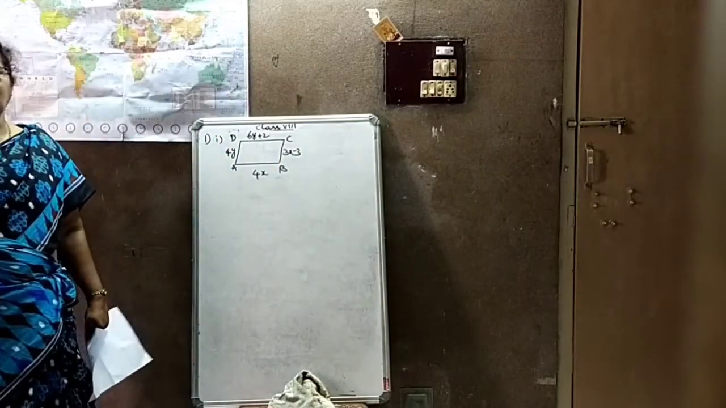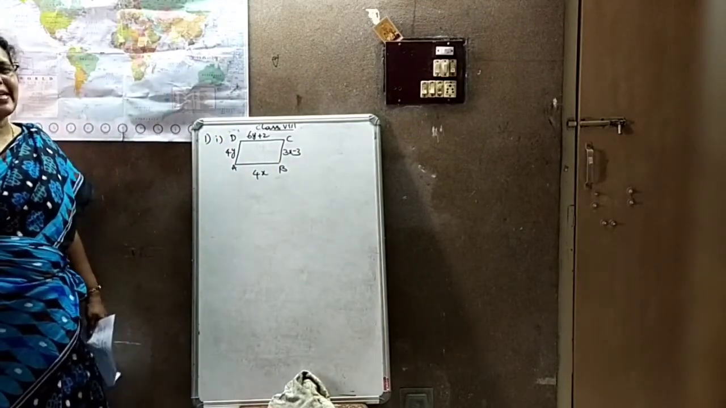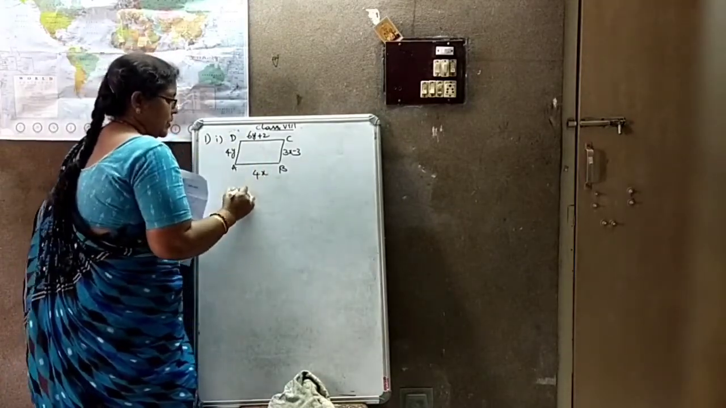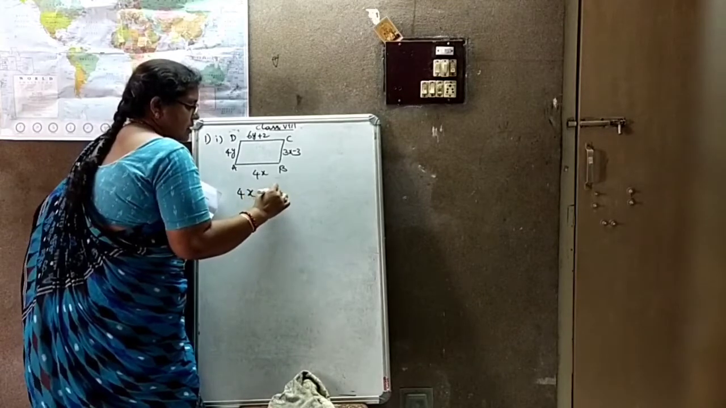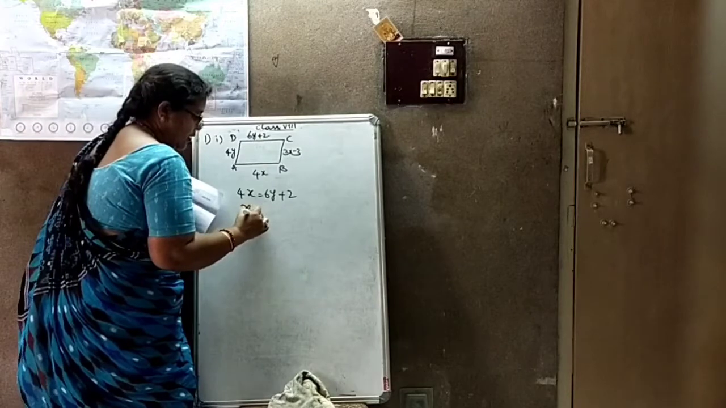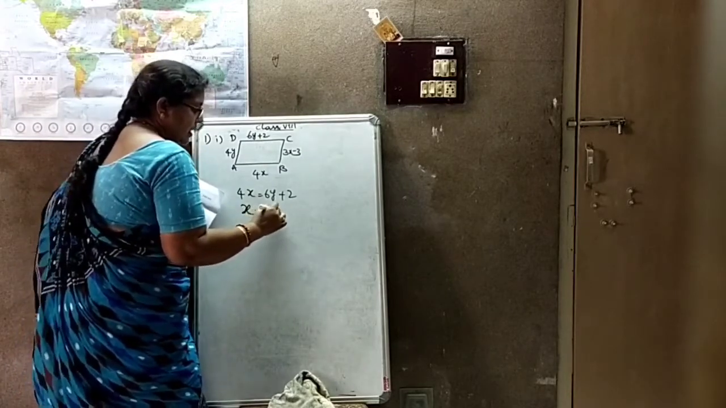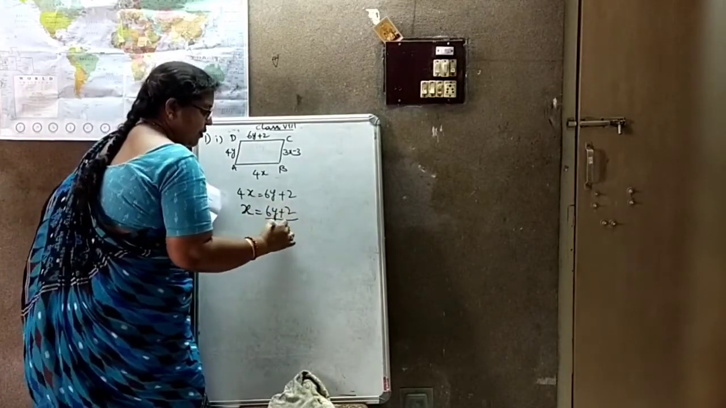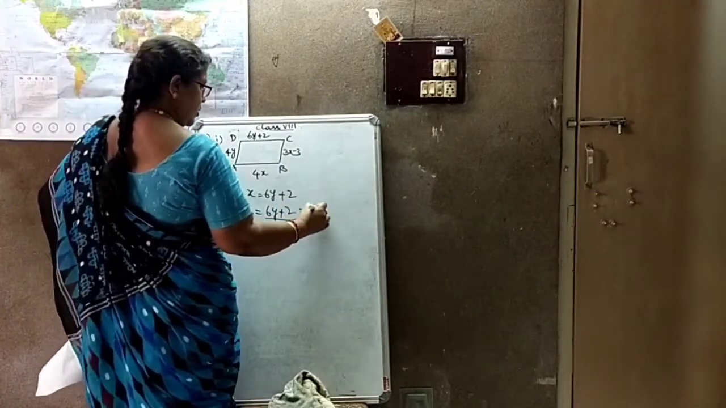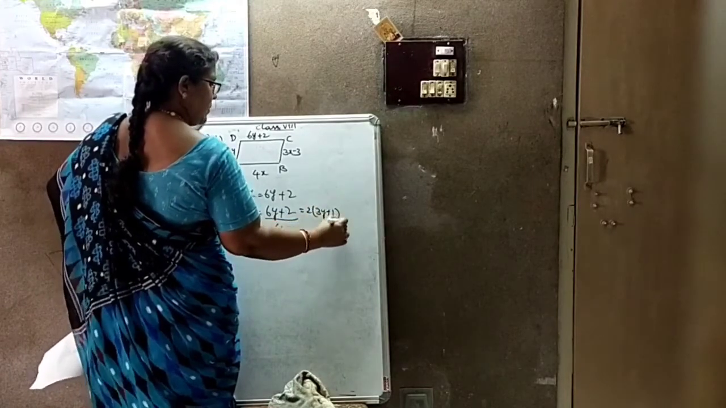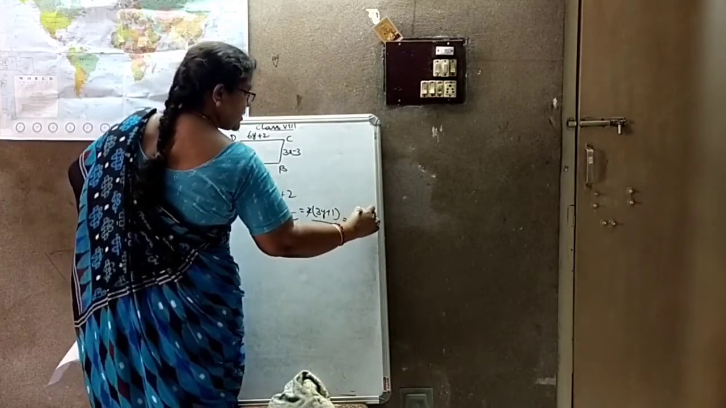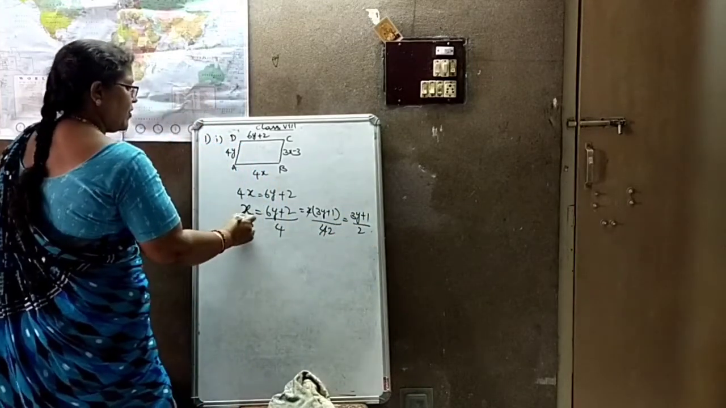We have an idea, that is a property, that opposite sides of a parallelogram are equal. Then you equate these two and these two. 4x is equal to 6y plus 2. So, x is equal to 6y plus 2 by 4. You can cancel with the 2 table. 2 into 3y plus 1 by 4. Cancel 2 times. It is equal to 3y plus 1 by 2. This is the value of x.